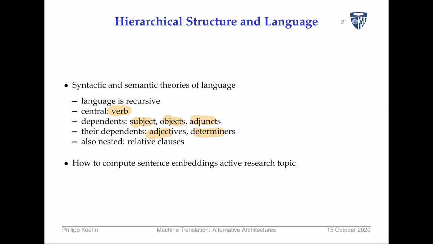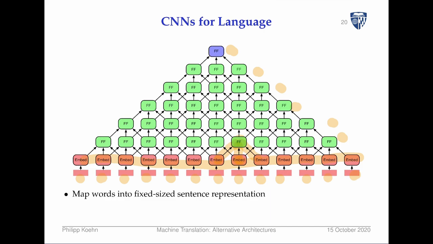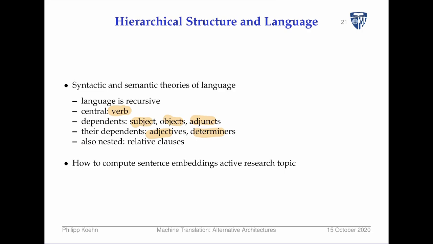So maybe there's a verb somewhere here in the middle of a sentence. And then there's a noun phrase here, so the noun phrase then very nicely gets processed. And maybe there's a prepositional phrase here, and that gets processed nicely. And all this then gets connected up in a hierarchical structure that leads up to the sentence representation. So this is something that could be possible in these convolutional neural networks. Generally, how to compute sentence embeddings is a pretty active research topic, and this is maybe one way to do it.